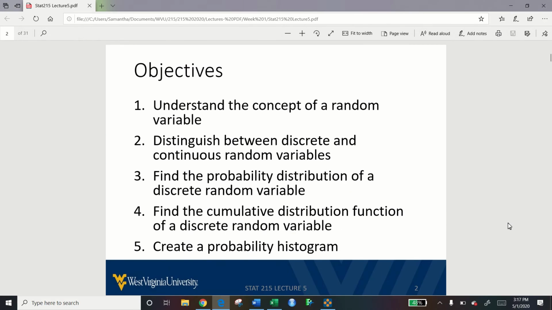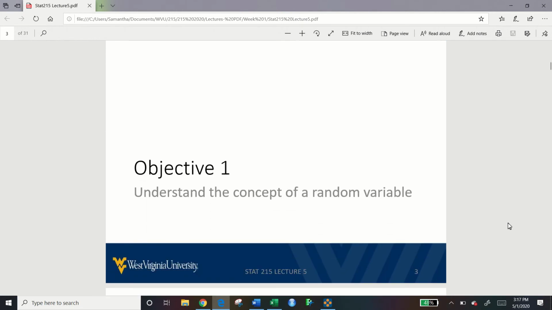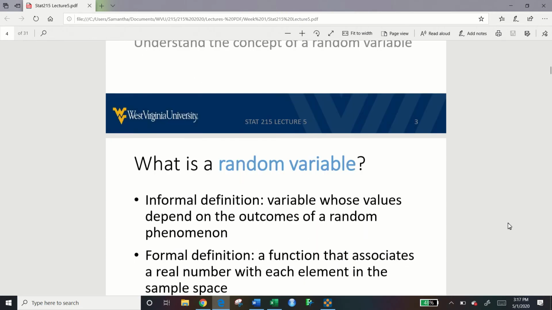In this video we have 5 objectives. First, we would like to understand the concept of a random variable. Second, we would like to distinguish between discrete and continuous random variables. Third, we'd like to find the probability distribution of a discrete random variable. Fourth, we're going to find the cumulative distribution function of a discrete random variable. And fifth, we're going to create a probability histogram. Let's get started with our first objective, understanding the concept of a random variable.